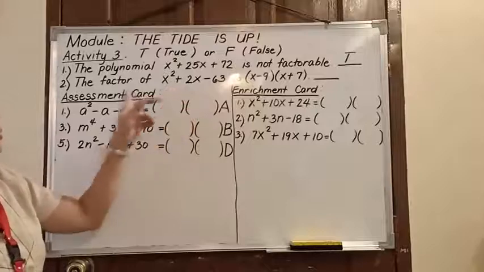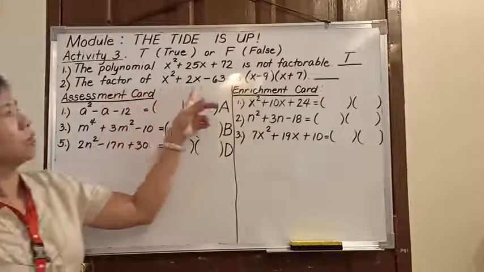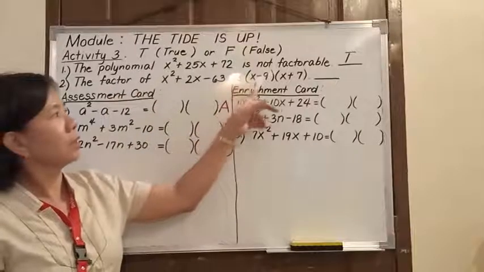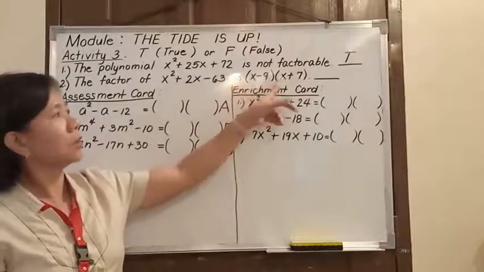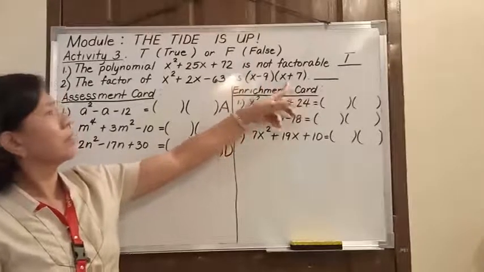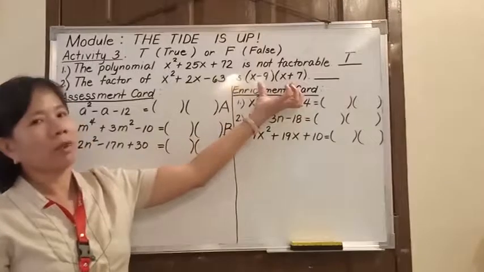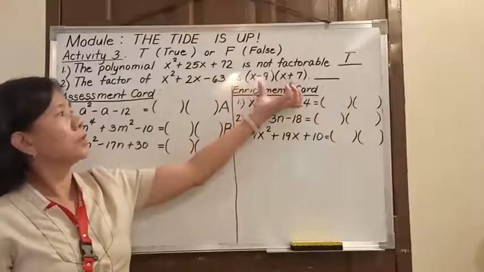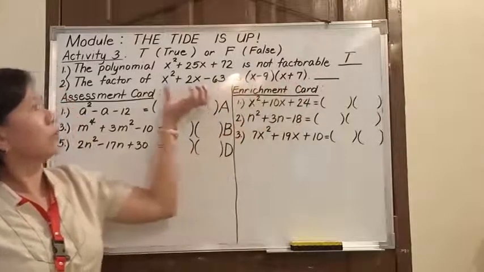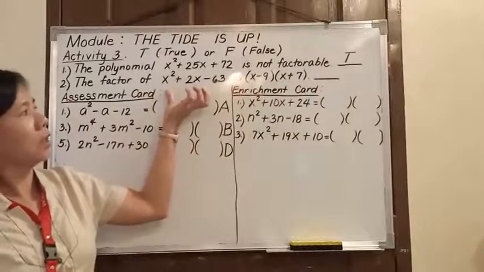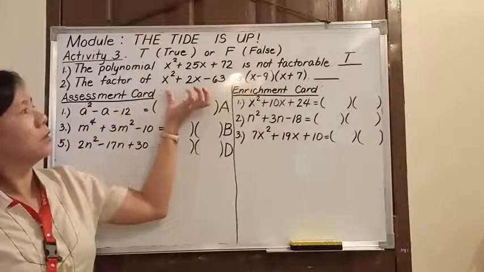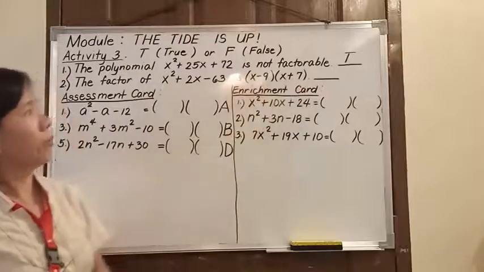Okay, next, number 2. The factor of x squared plus 2x minus 63 is x minus 9 times the quantity x plus 7. Are these the correct factors? Or is this the correct factor of this trinomial? Okay, the answer is false. Why?